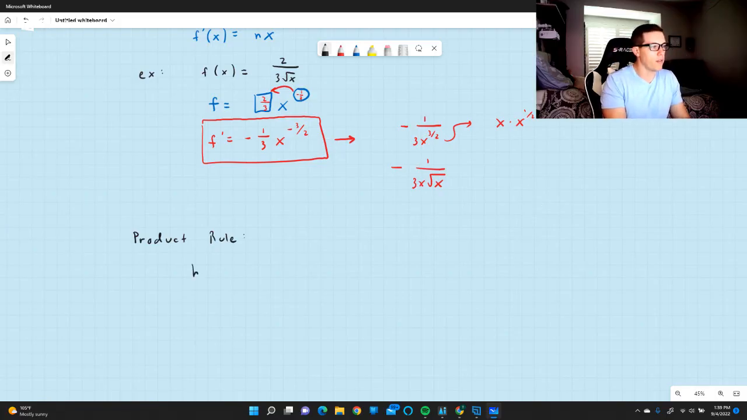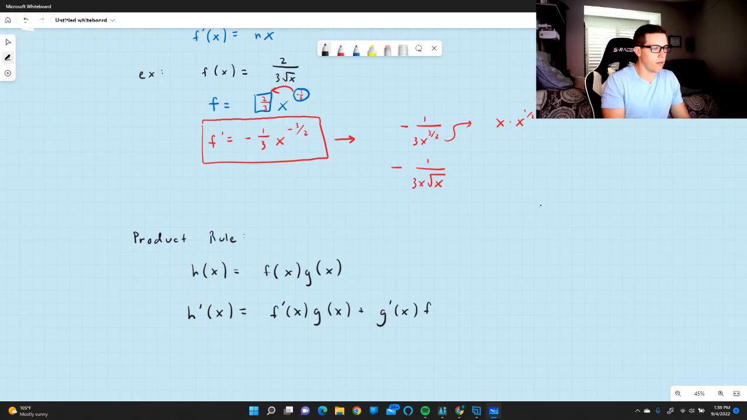Ready? Let's say you have a function h of x, which is equal to one function f times another function g. Well, the derivative of h is, the product rule says take the derivative of the first, multiply it by the original second, plus derivative of the second times original first. And that's it. That is the generalized rule. If you were looking at a textbook, that's how they would do it.